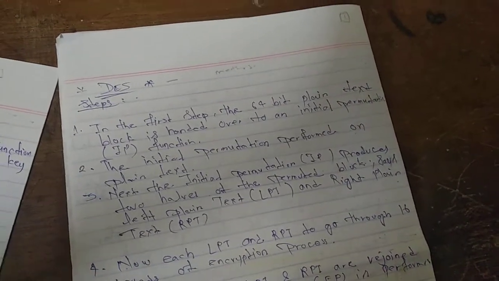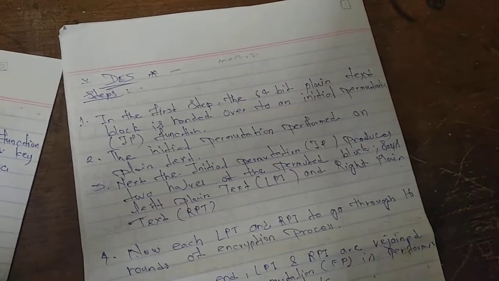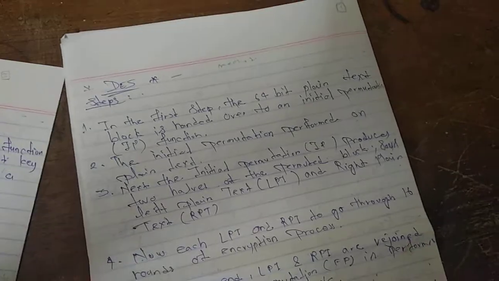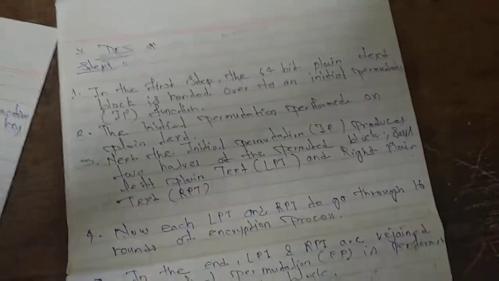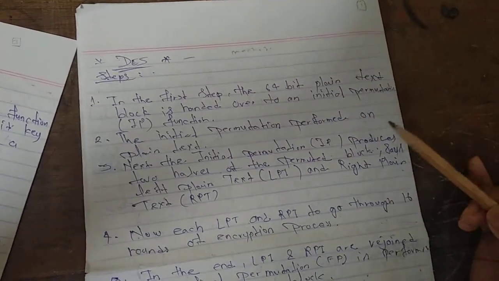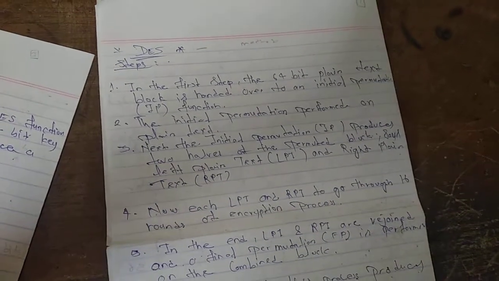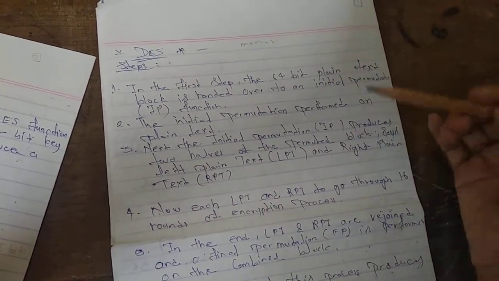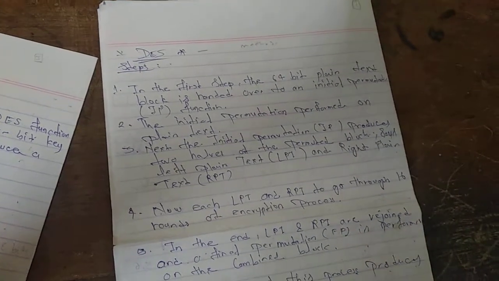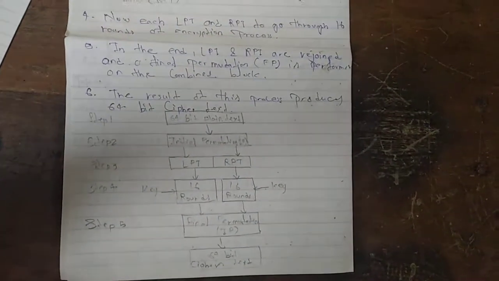In this video, we are going to see the DES, Data Encryption Standard, detailed method, and how it works in detail. In the first step, the 64-bit plain text block is handed over to an initial permutation function. First I'm going to give an overview of the steps, and after that I will go into the detailed steps. So you can take this diagram also. Just take the diagram.